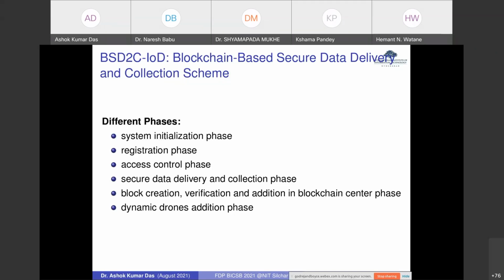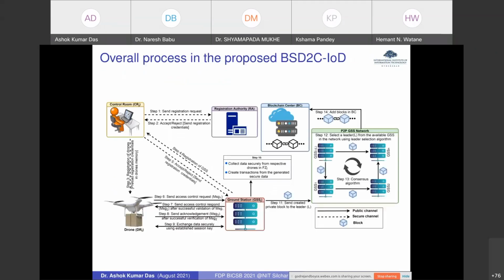So let me go very briefly through this, and this is the overall process in the proposed mechanisms. If you look at that, first the registration authority will be responsible for registering the control room. For that purpose, the control room will first send a registration request to the registration authority. After verifying the credentials, it will grant the control room registration and send the registration credentials via the secure channel.